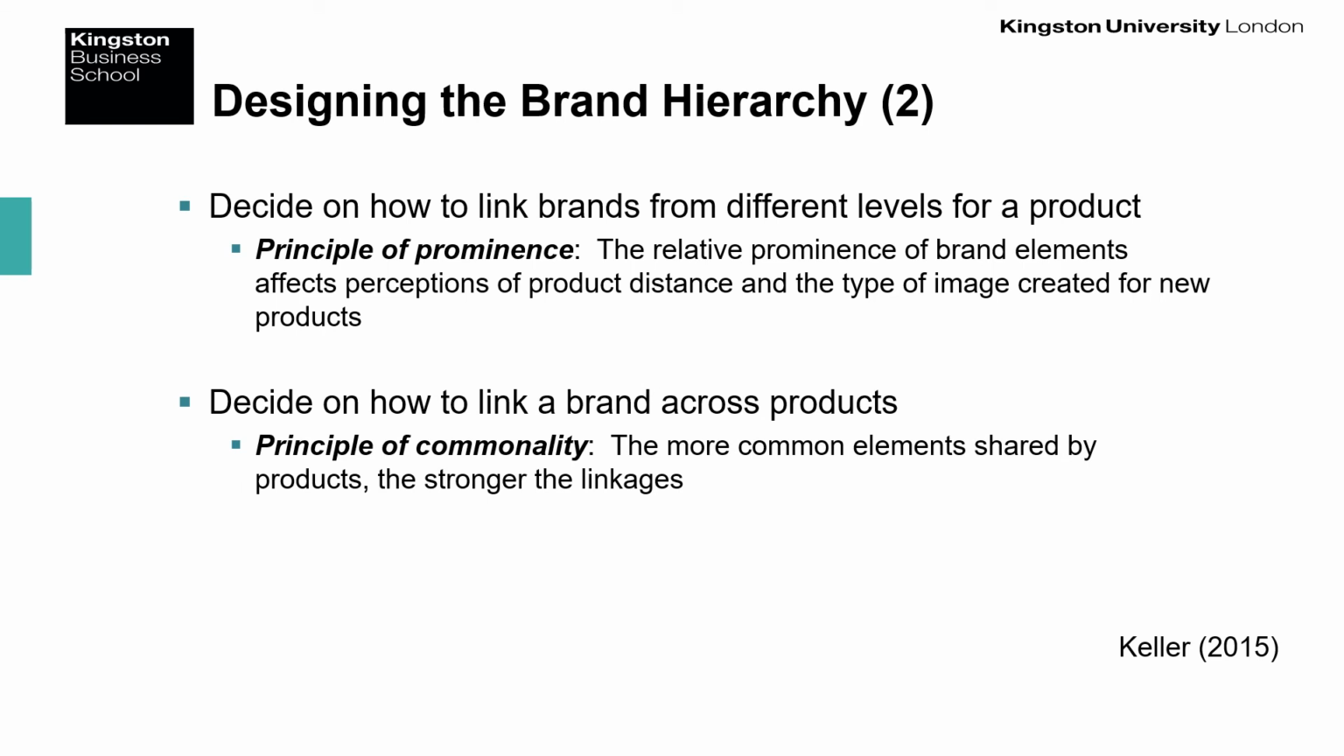Then we have to think about the principle of commonality, how a brand will be linked across product categories. The more common elements shared by products, the stronger the linkages. So perhaps we share just the brand name, the family brand name. But perhaps we also share the font, the colour, perhaps some symbols or imagery used on labelling and packaging. And the more of these elements that are consistently shared across products, the stronger will be the perception in the consumer's mind that they are all connected, that they all link together, and the associations that they have for any one product within the group will transfer to the others.